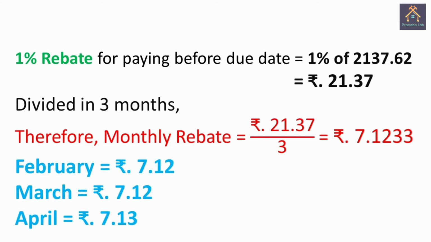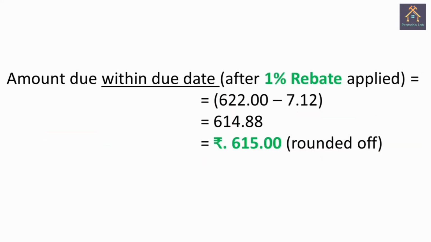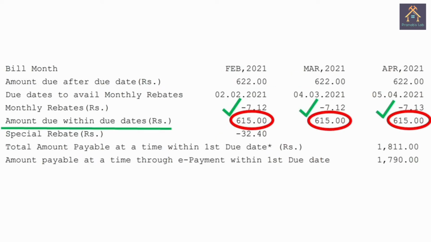That means for February you will get 7 rupees 12 paisa, for March it is 7 rupees 12 paisa, and for April it's 7 rupees 13 paisa less on your per month bill, which means if you pay your per month bill before or within the due date, you will get the 1% rebate. That means your total amount will be 615 rupees after rounding off.